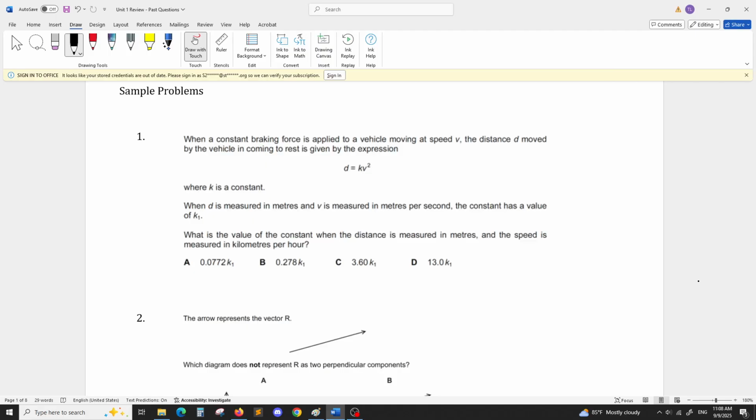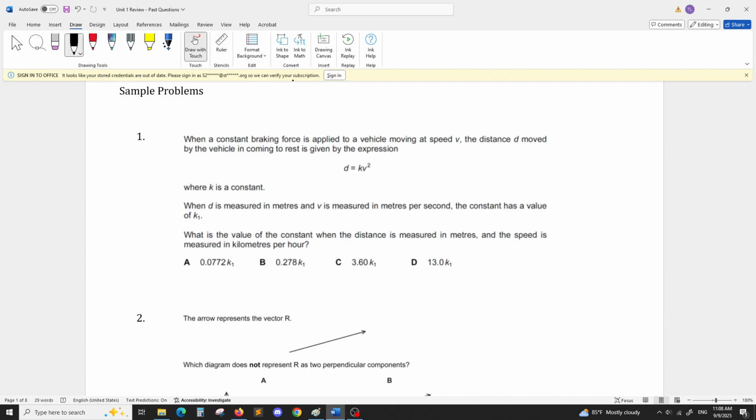Hello everyone. In this video we're just going to be working through some problems of Unit 1 of AICE Physics. So these are just past paper problems. So without further ado, let's go ahead and do this problem.